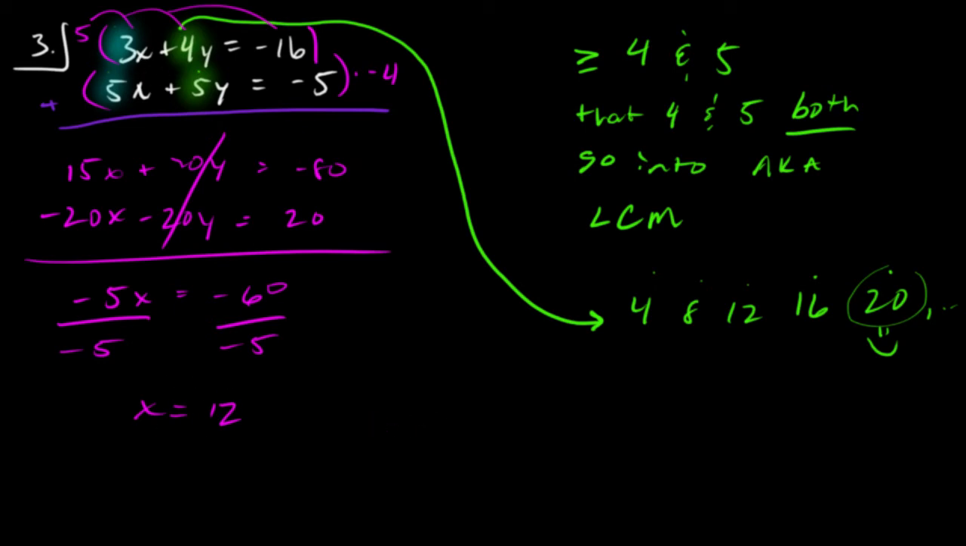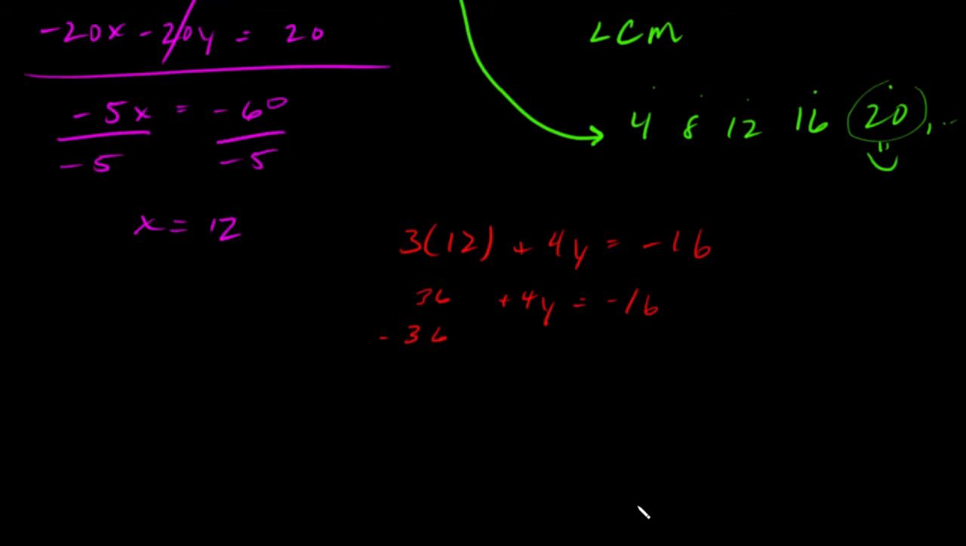3, and I'll use a different color because I feel like it. 3 times 12 plus 4y equals negative 16. So you get 36 plus 4y equals negative 16. Subtract 36. And you get 4y equals negative 52, y equals negative 13. All right, so you get 12, negative 13. Look at that. That sounds like an okay solution.